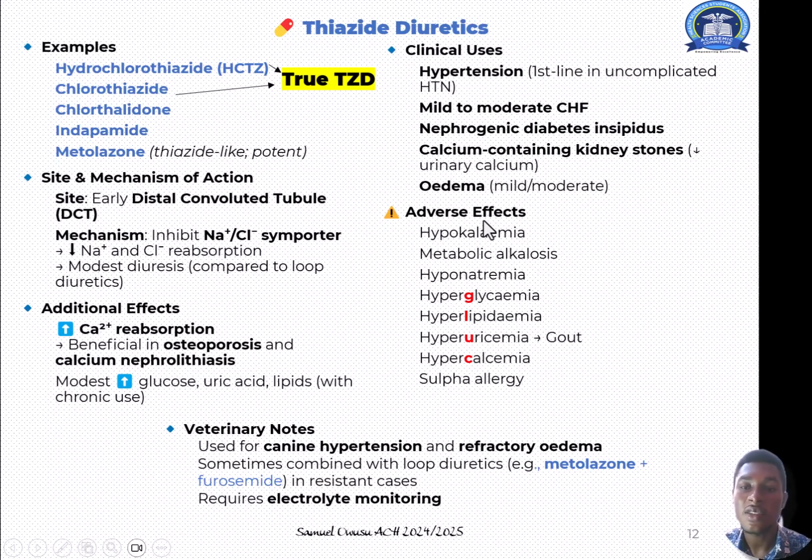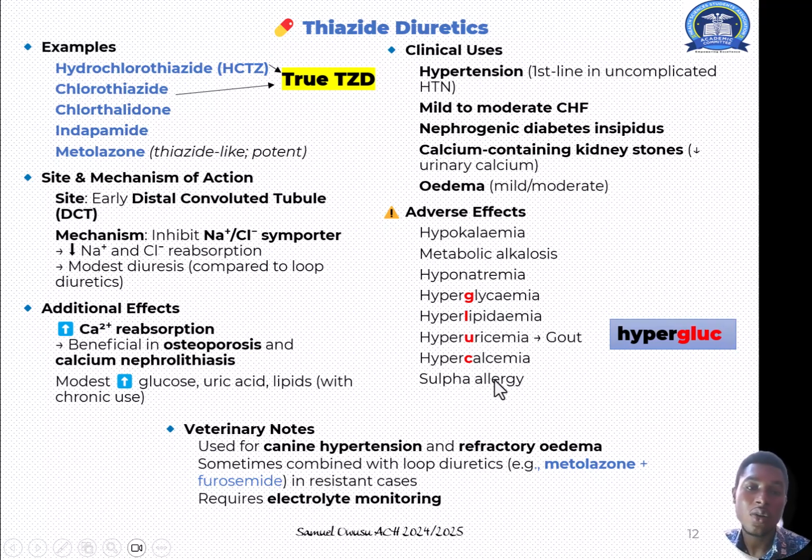The adverse effects are that they tend to cause hypokalemia, metabolic alkalosis, hyponatremia, that's low sodium ions, and they have effects on the glucose levels. They tend to increase glucose, uric acid, and lipids. So you will see that there's what we call HyperGLUC. Okay, HyperGLUC. So hyperglycemia, hyperlipidemia, hyperuricemia, hypercalcemia. Okay, so that's HyperGLUC. That's how you remember it.